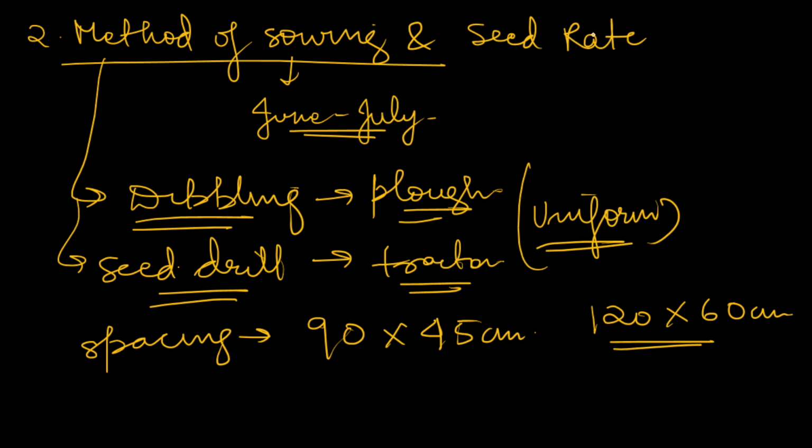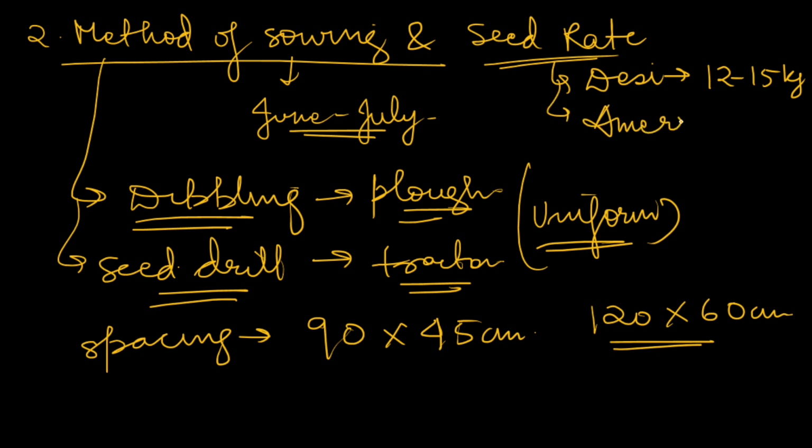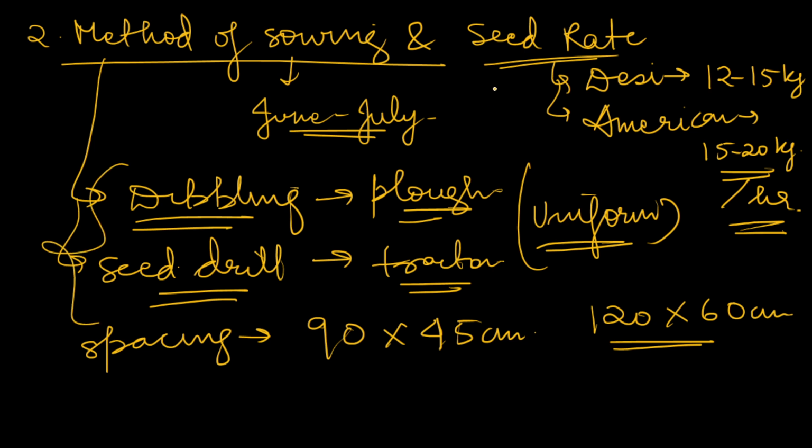Secondly, when it comes to seed rate, the seed rate also depends on the type of cotton. For desi varieties, 12 to 15 kg of seed rate would be enough. And for American and improved varieties, the seed rate can go up to 15 to 20 kg of seeds per hectare. This is per hectare. So this was about methods of sowing and seed rate. I hope you understand. These two are the methods and this is the seed rate you should use.